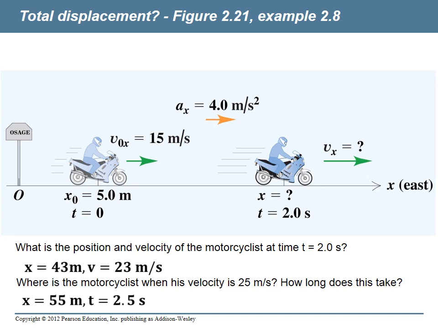And hopefully you got x is equal to 55 meters, and the time would be 2.5 seconds. And you can plug it in to verify, plug it into velocity is equal to v naught x plus axt. The velocity is 25 meters per second. If we plug in the acceleration times the time and the initial velocity, then we should verify that it'll be 25 meters per second.